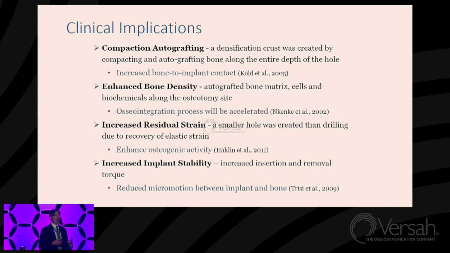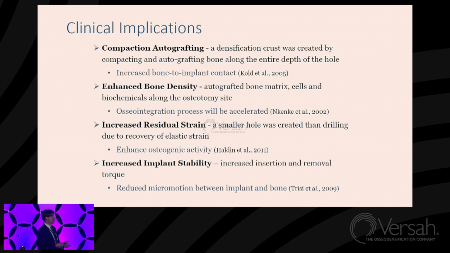So the take-home messages, really what relates to your clinical experiences, is this is a type of compaction autografting. So it's densifying in 2 different ways. And this enhanced bone density allows you to have higher material bulk in the form of bone matrix, cells, biochemicals, as well as bone mineral density at the osteotomy site. So the enhanced region is right along the implant where it's necessary to help improve the osseointegration.